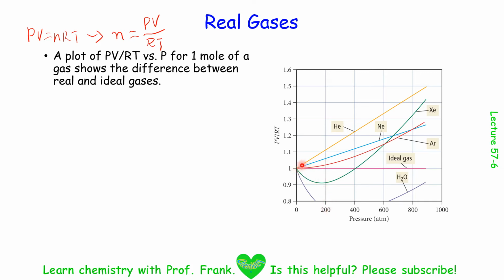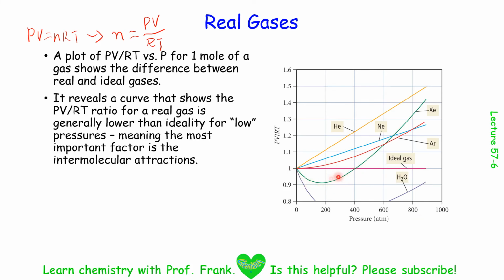You see, when the pressure increases for helium, that ratio PV over RT, which is the number of moles, actually changes. As a matter of fact, it increases. And then for some other gases, like water vapor, it first decreases and then increases. For methane, you see, it increases. So there's a difference between real gases and the ideal gas.